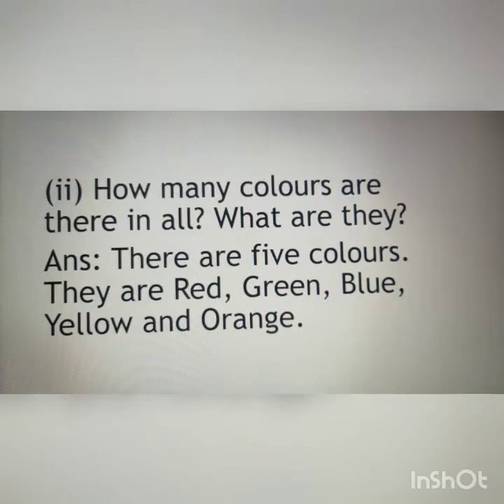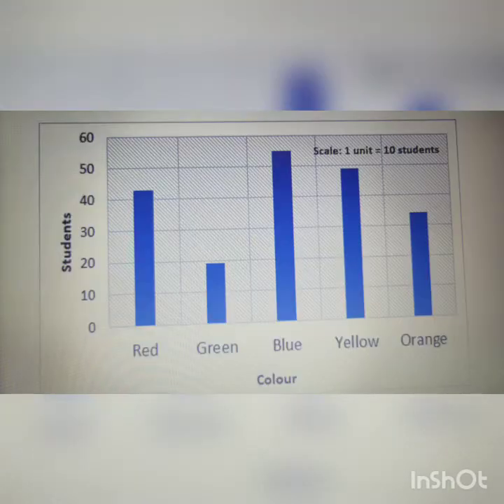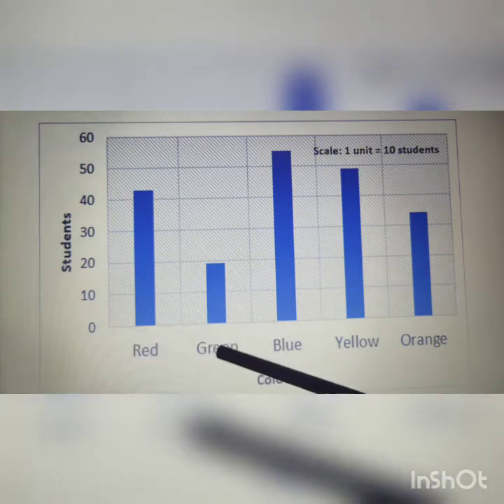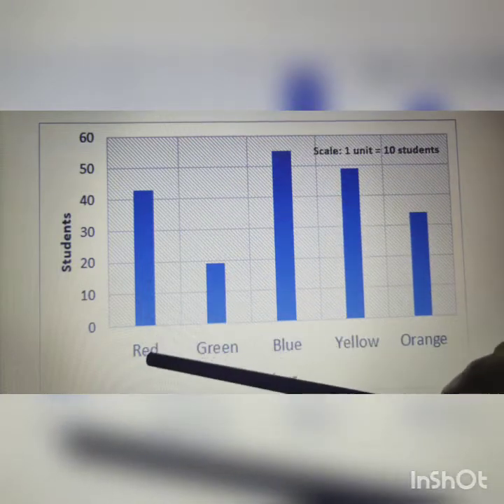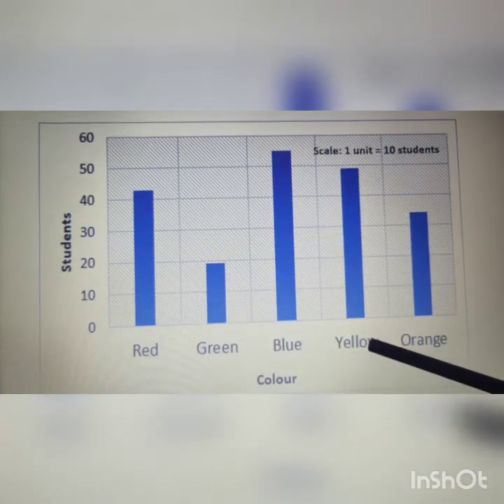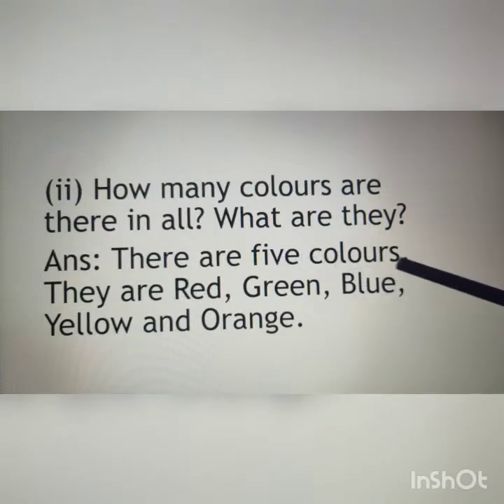Number 2, how many colors are there in all? What are they? Let us count the colors. 1, 2, 3, 4, 5. And the colors are red, green, blue, yellow and orange. So the answer is there are 5 colors. They are red, green, blue, yellow and orange. So with the help of the bar graph, we have answered the questions.